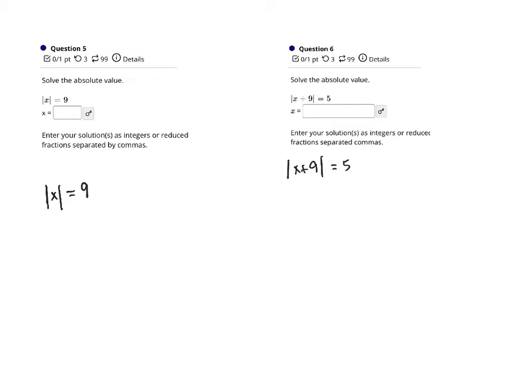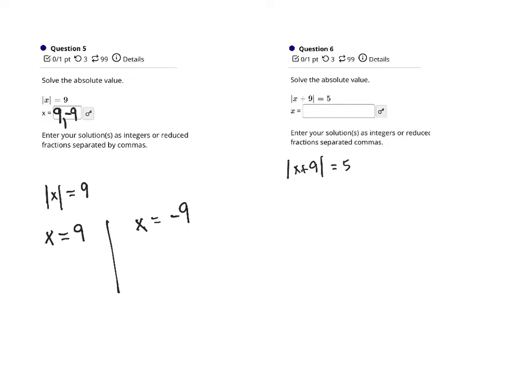The first, you're going to rewrite without the absolute value symbols, x equals 9. Then the other one is going to be x equals the opposite, negative 9. So you write exactly as it appears, and then you write it again, but on the right side, you change the sign to the opposite. So there's nothing to solve here. So this answer would be 9 and negative 9. And it says enter your solutions as integers or reduced fractions separated by commas. So it doesn't matter if you put the 9 or the negative 9 first.